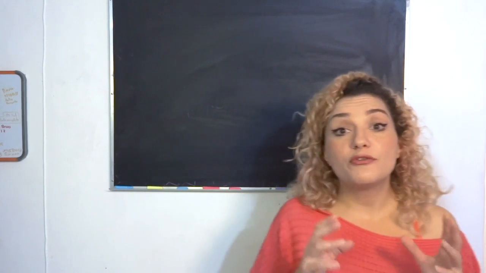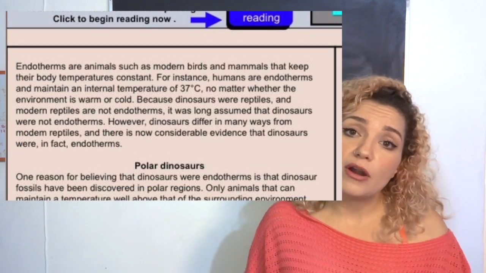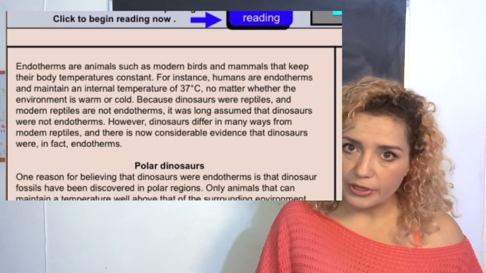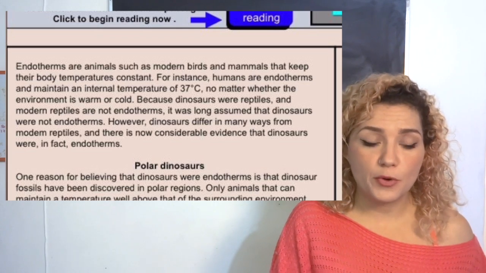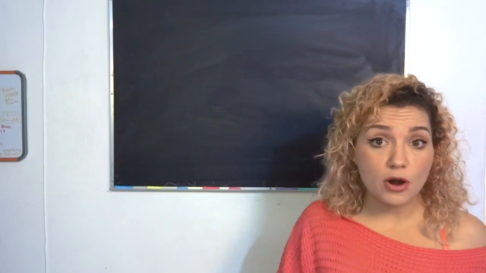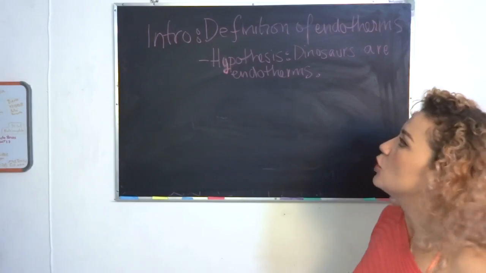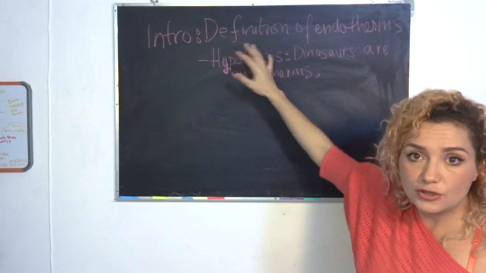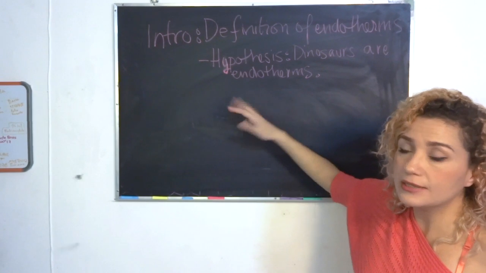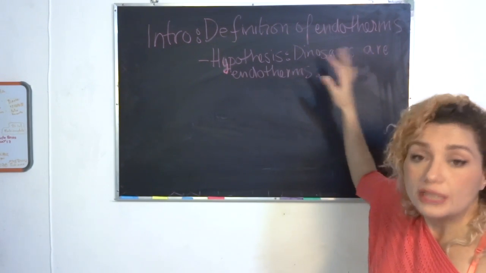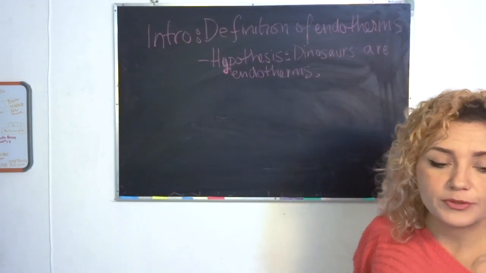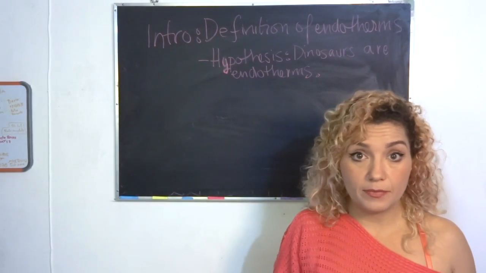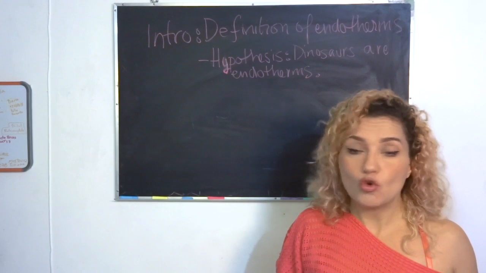So let's take a look at the first paragraph. The first paragraph explains what endotherms are, and it's very simple. It's animals such as modern birds and mammals that can keep their own body temperature. So our introductory paragraph explains the definition of endotherms and at the same time presents a hypothesis that dinosaurs are actually endotherms. When they present the hypothesis, they have to sustain this hypothesis with facts or evidence.